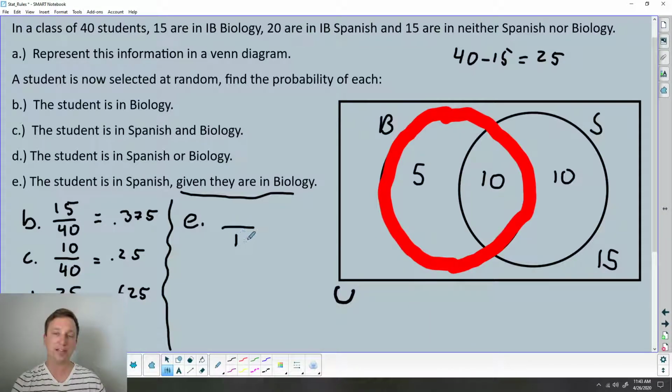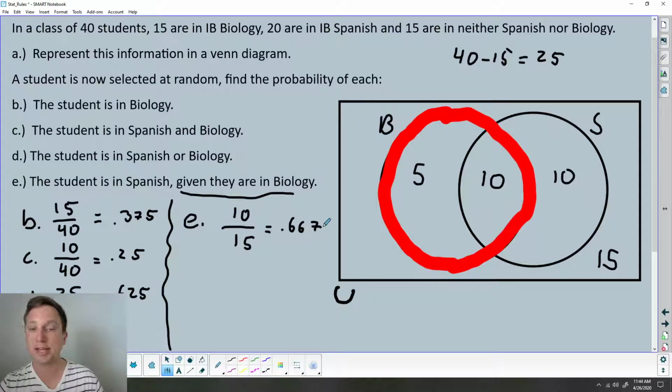Of the 15 students, how many are in Spanish? Well, 10/15, which is 2/3, or 0.667 there. So the conditional probability isn't that bad actually if you just recognize, well, I'm reducing my sample space. I'm only looking at a subset of the entire population. So there's our first question, dealing with an application.